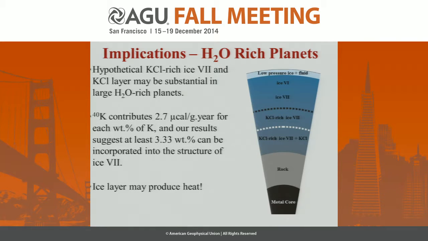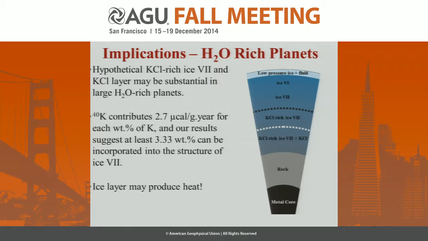Now, what is the implication of all this? If we go just to the density information and the variation in density, we can look at a large planetary body where we'll have, schematically, a metal core and then a rock outer layer. But if we've got a fair amount of H2O in the system, we'll have an outermost ice shell, and then we'll have a low pressure ice plus fluid.